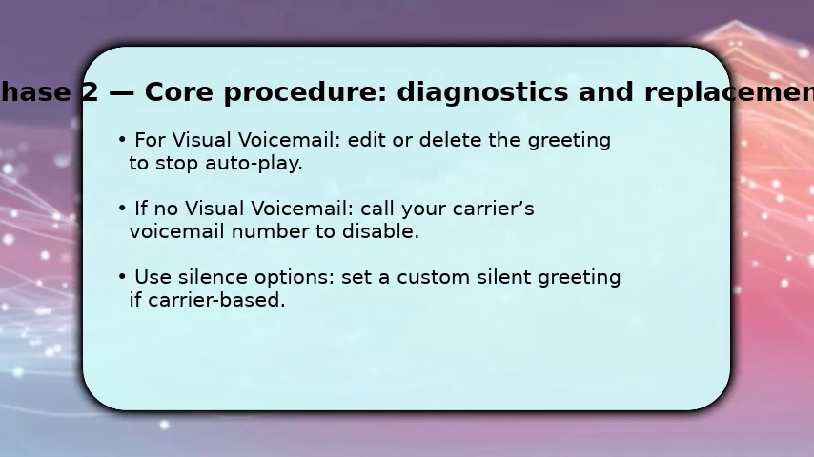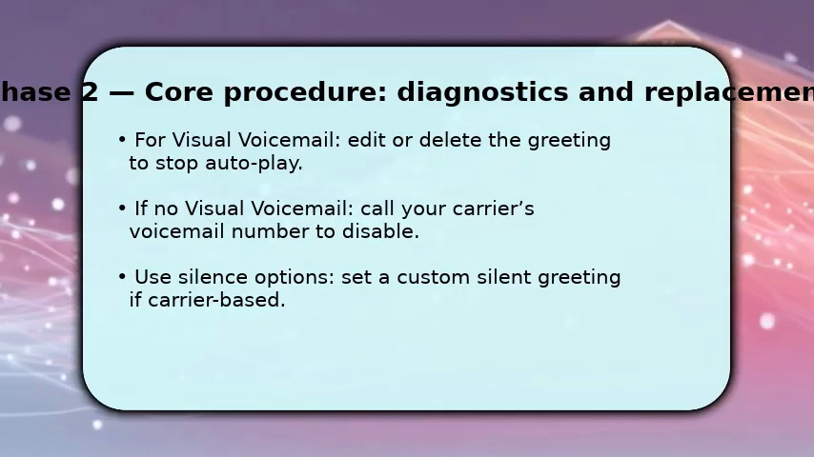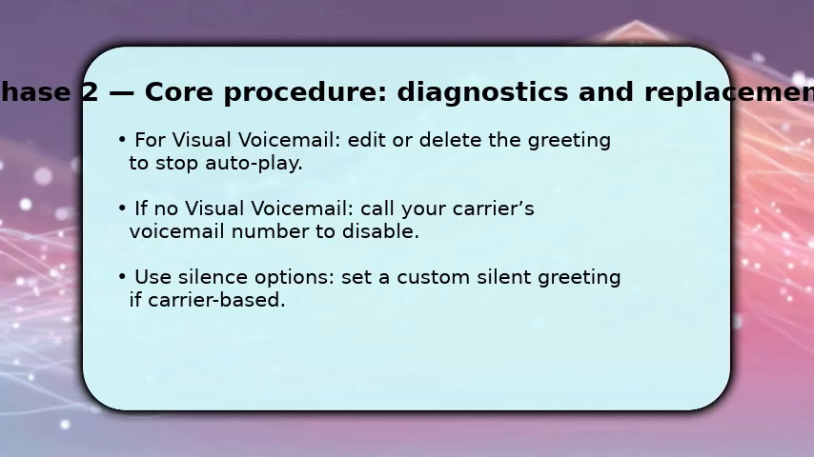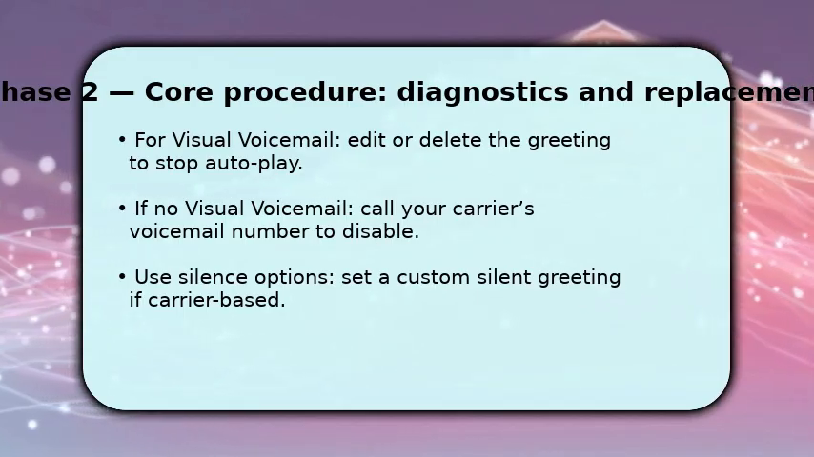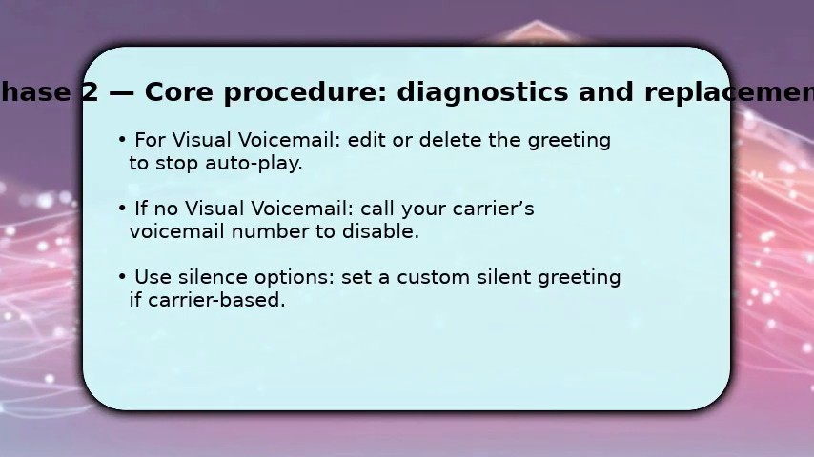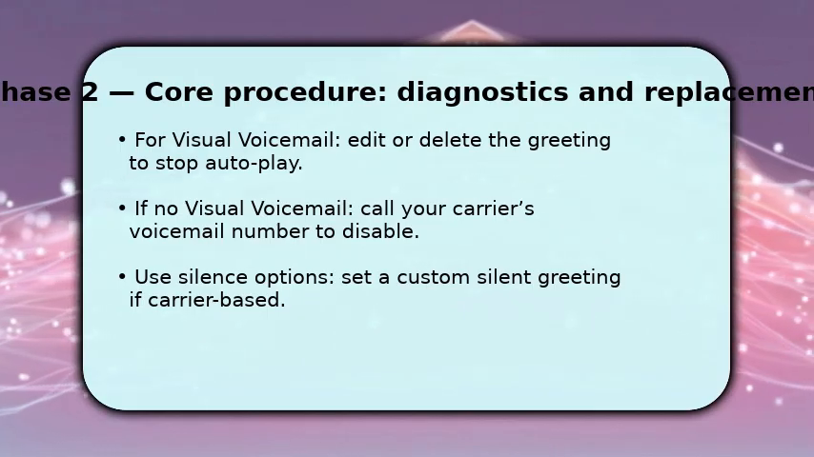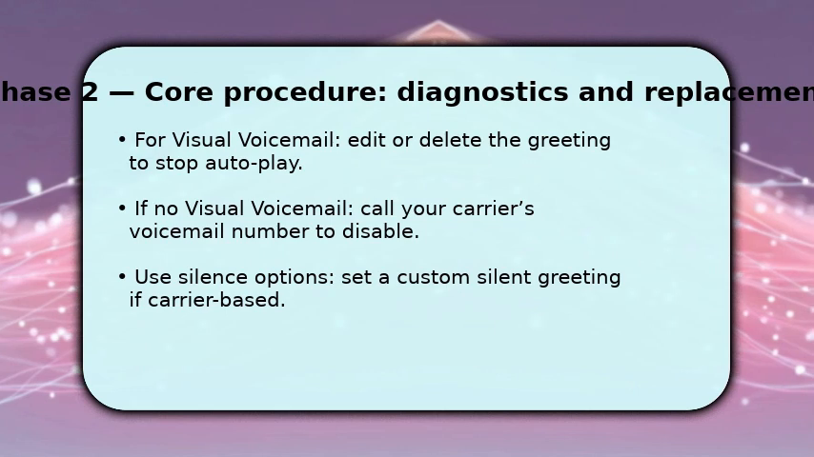If visual voicemail isn't available, tap Call Voicemail and follow the carrier prompts to change or deactivate voicemail, typically via mailbox settings or by entering your PIN. Make sure to confirm changes by calling your number from another phone. Also consider creating a silent greeting with spaces if carrier menus lack a disable option.